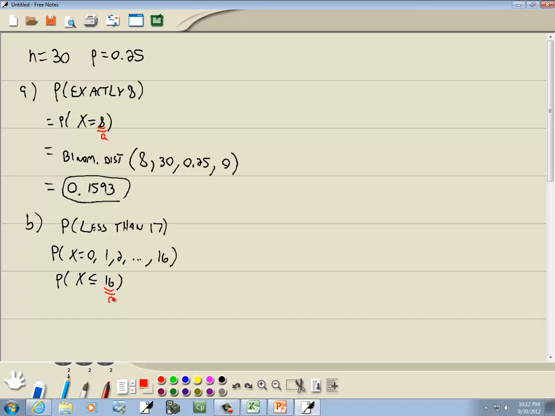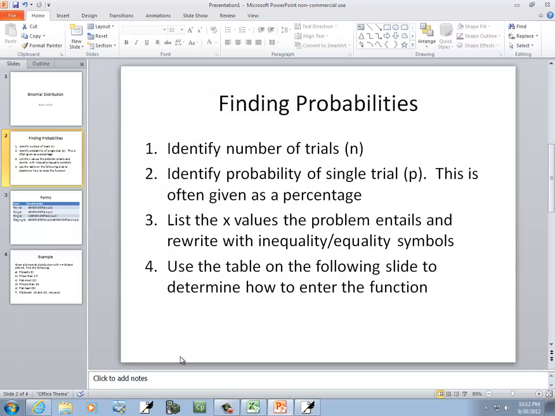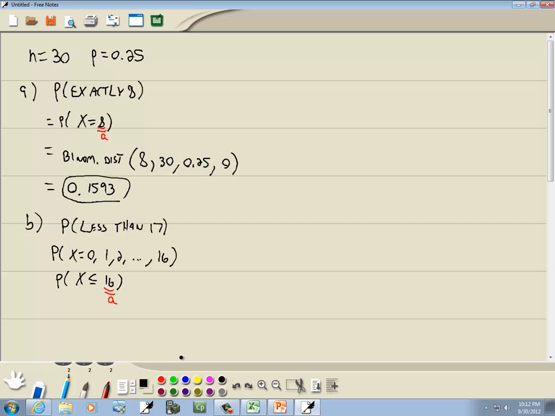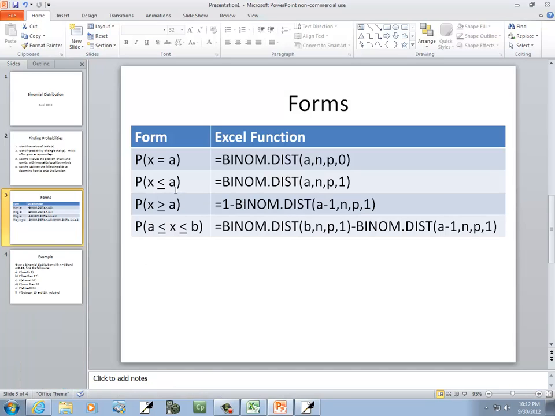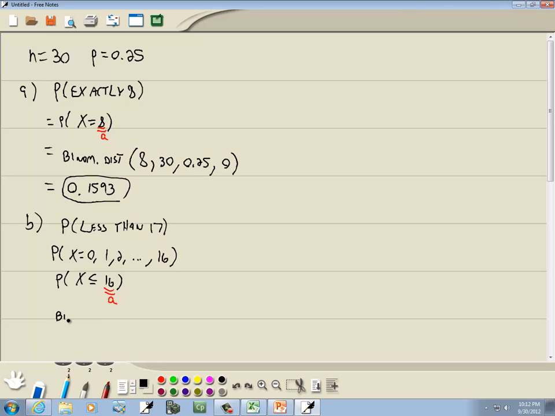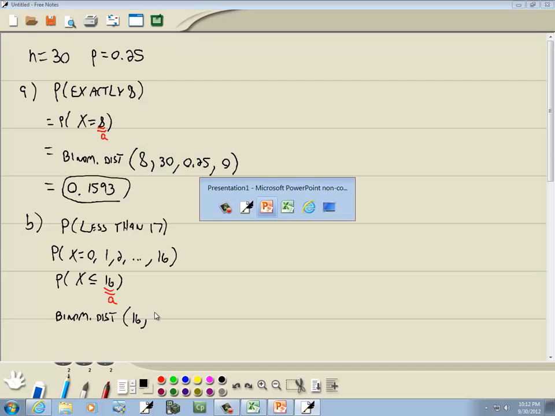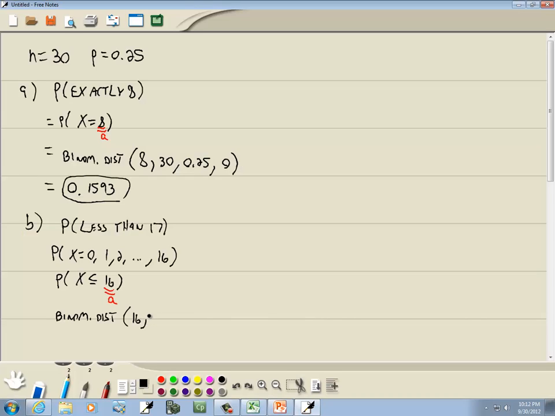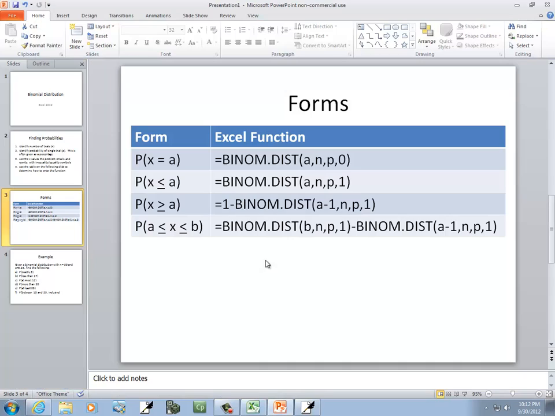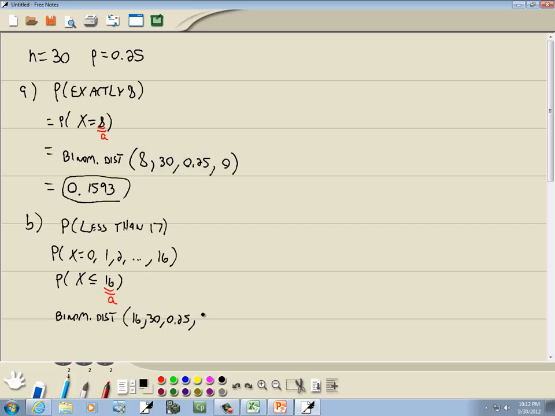Now 16 is going to be our A, and let's go look this up in our forms. X is less than or equal to A is our second one here. So it says we're going to rewrite that as binom dist A, which was 16, comma n, which is 30, p, which is 0.25, and then it tells us to put 1 in. 1 is for cumulative. It means it adds up all probabilities from 0 up to 16.